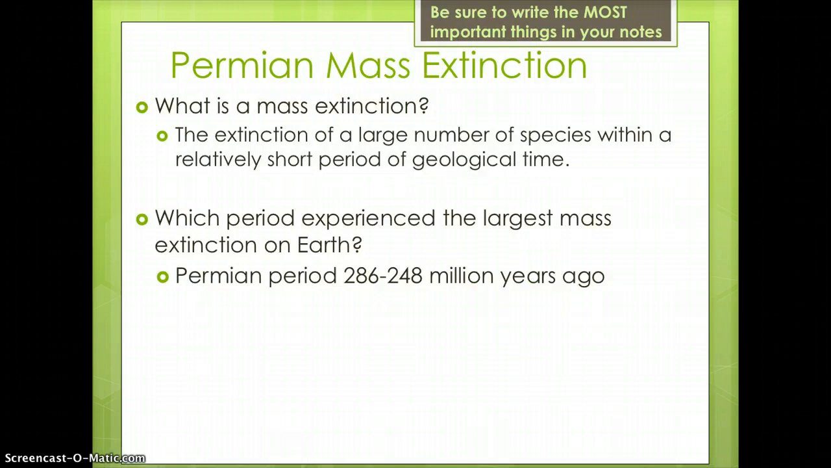A mass extinction is the extinction of a large number of species within a relatively short period of geologic time, thought to be due to factors such as a catastrophic global event or widespread environmental change that occurred too rapidly for most species to adapt. The largest mass extinction occurred in the Permian period, 286 to 248 million years ago during the Paleozoic era.